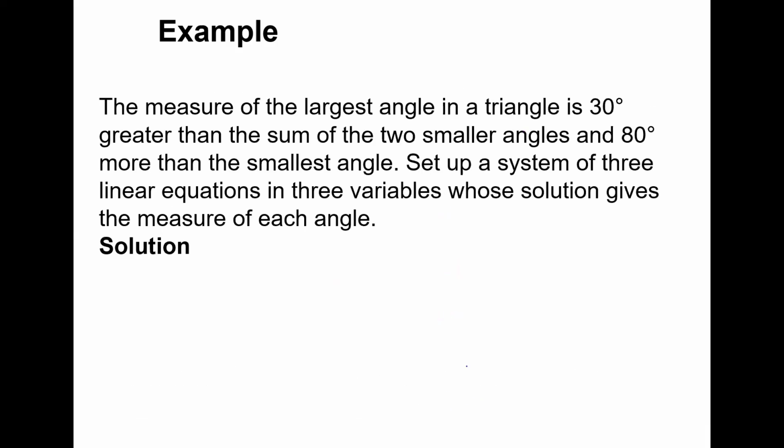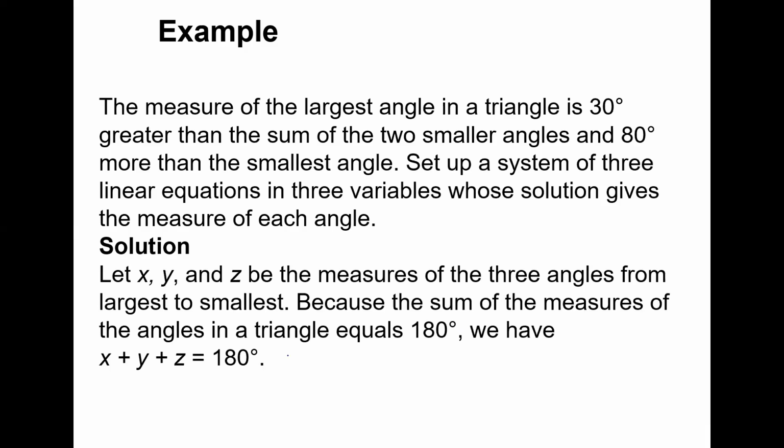Now here we want to look at this problem: the measure of the largest angle in a triangle is 30 degrees greater than the sum of the two smaller angles, and it's 80 degrees more than the smallest angle. We're going to set up a system of three linear equations in three variables whose solution gives the measure of each angle. So we need to set what our x, y, and z are, and then write our equations. First, we're going to let those be the angles from largest to smallest.